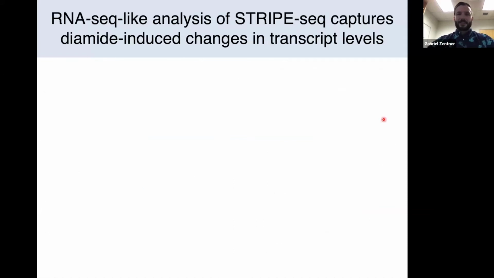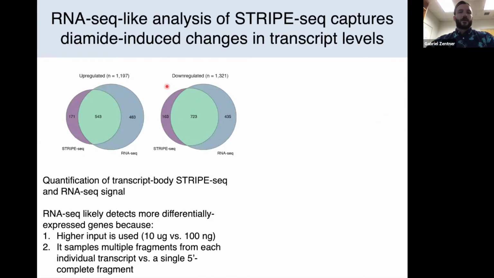One more thing I'd like to mention about STRIPE-seq is that in addition to providing information on initiation, because we're using paired-end sequencing and thus have fragments of transcripts, we thought maybe we could use them to actually quantify transcript levels instead of simply only using them to quantify initiation. So in order to do this, we treated paired-end STRIPE-seq data like RNA-seq data. Instead of considering the 5' most position of a sequenced fragment, we considered the whole fragment.